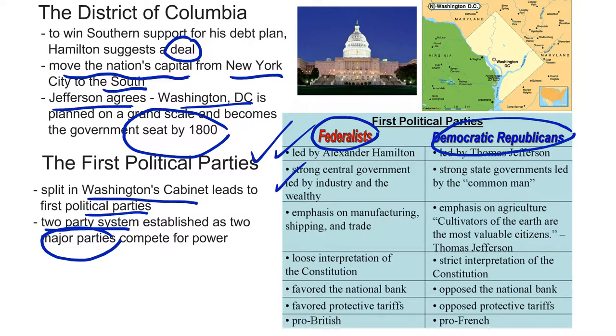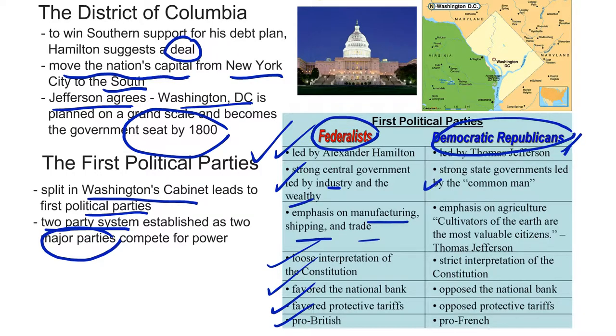Federalists were led by Alexander Hamilton. They were for a strong central government led by industry and led by the wealthy. They wanted the economy to emphasize manufacturing, shipping, and trade. They were for a loose interpretation of the Constitution. They favored the national bank. They favored protective tariffs, and they were pro-British.